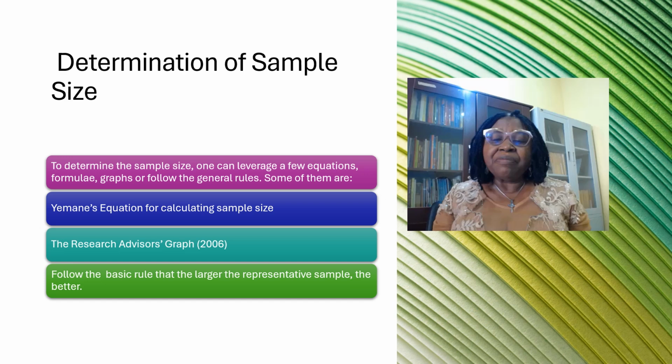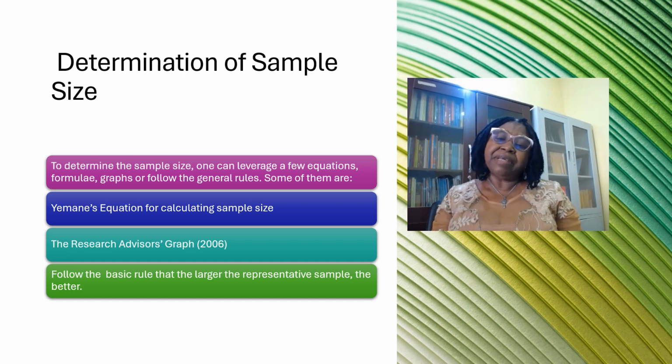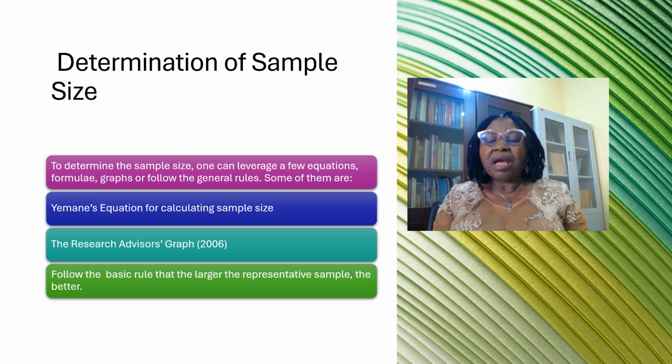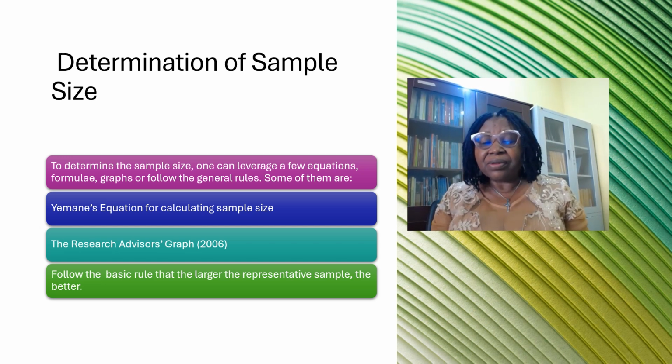We determine the population size. When you are researching, you have to determine your population size to determine the sample size. When we are studying population, we take part of it, which is sample, and you have to determine this sample size. So what we are saying now is, how do we determine sample size?